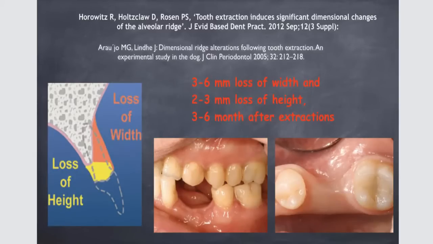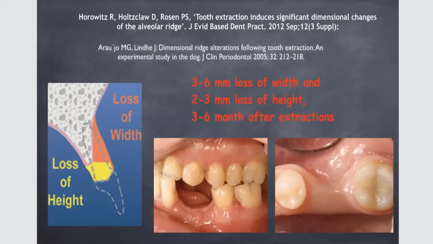Why? Look at this study from Bobby Horowitz and Dan Coleslow and Paul Rosen. They did a great study on this, and they found that you can lose as much as 3 to 6 millimeters of width when you don't graft. So unless you have a super thick buccal plate, like a 2 millimeter buccal plate, it's going to want to resorb.